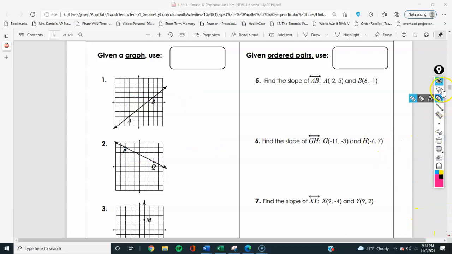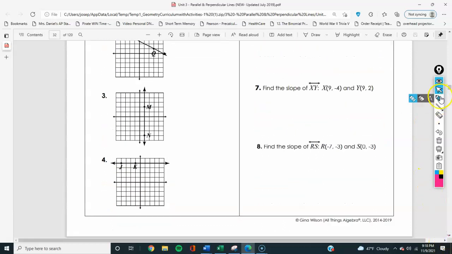And you can see, let's scroll down and do the last two there. You can see on number 3, we go up for a rise. We go up 6 over 0. Now we can't divide by 0, can we? So that's undefined. That's impossible.